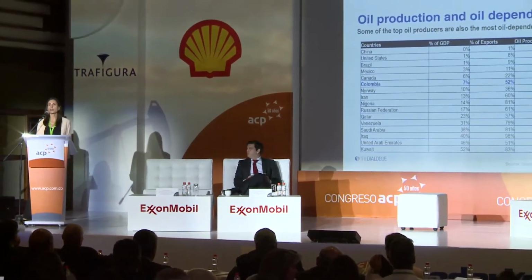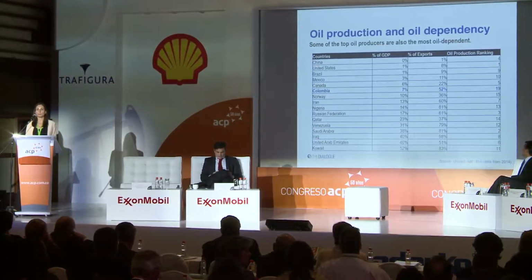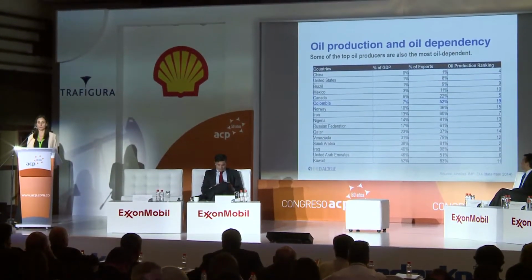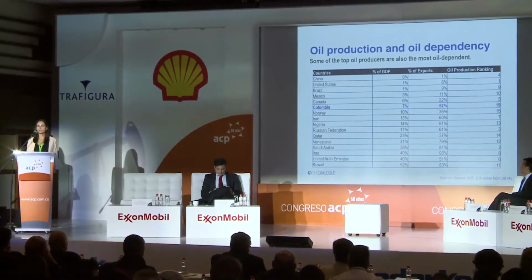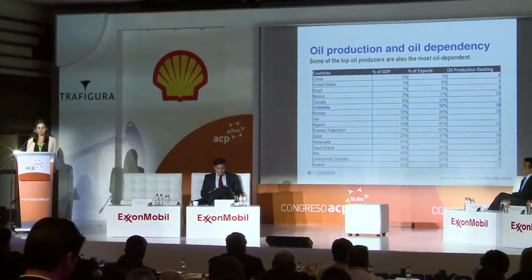As you can see here, we've used a measurement of percentage of oil exports as a total of GDP and as a total of exports to decide which of the countries are the most dependent. The ones toward the bottom are the most dependent, and the ones toward the top are less dependent.